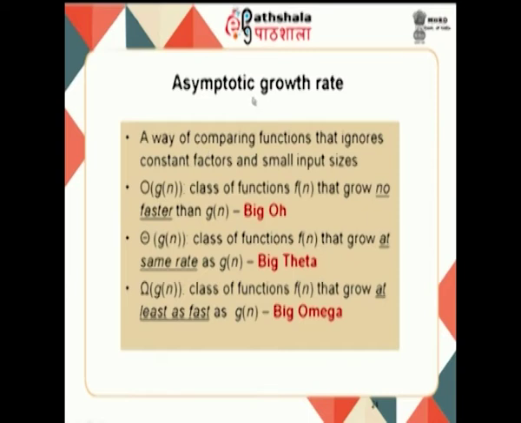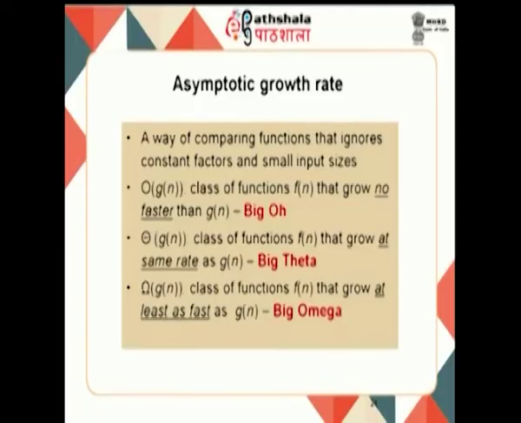Now let us look at asymptotic growth rate. There are 3 types of asymptotic growth rate, a way of comparing functions that ignores constant factors and small input sizes. Of the order of g of n is the class of functions f of n that grow no faster than g of n. This is called the big O notation. If it grows at the same rate as g of n, we call it the big theta notation, and if it grows at least as fast as g of n, it is called the big omega.